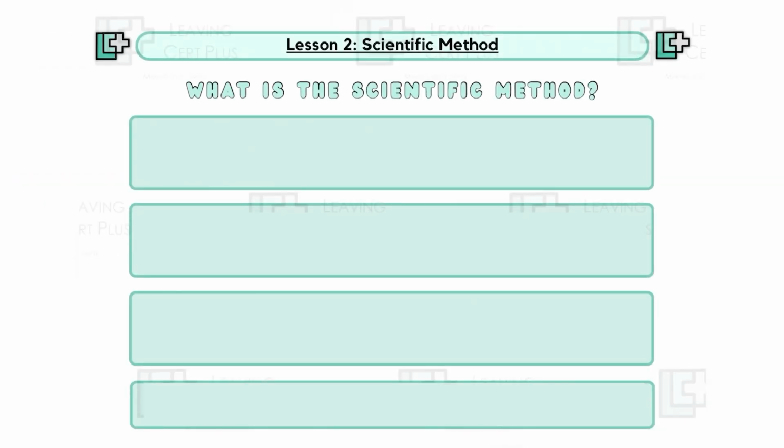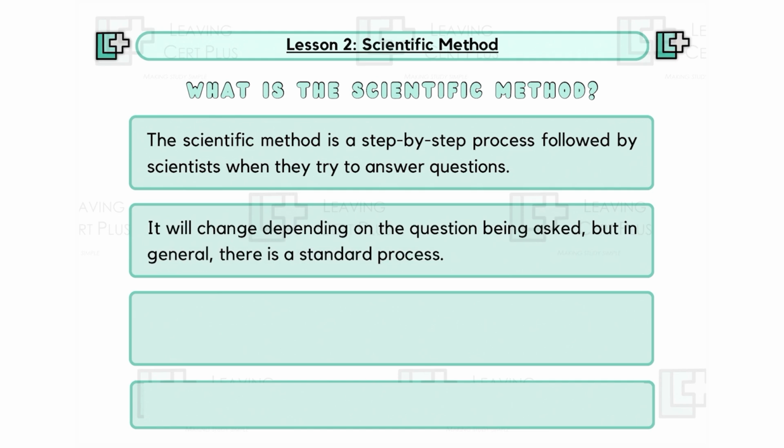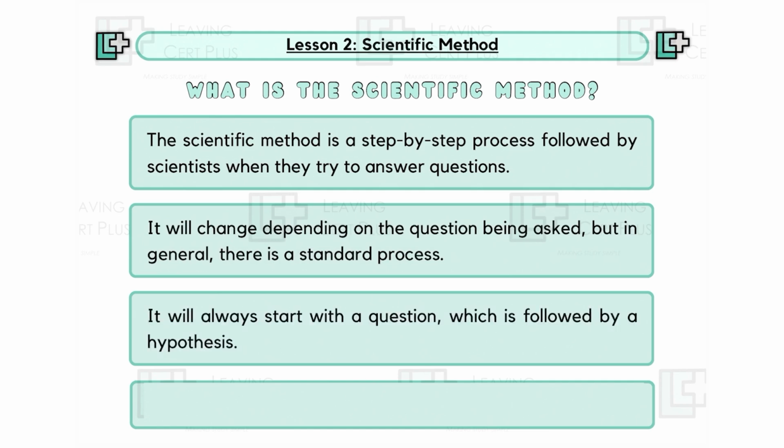So, what is the scientific method? The scientific method is a step-by-step process followed by scientists when they try to answer questions. It will change depending on the question being asked, but in general, it has a fairly standard process, and it will always start with a question which is followed by a hypothesis. And the overall goal is to solve a problem in a repeatable way.